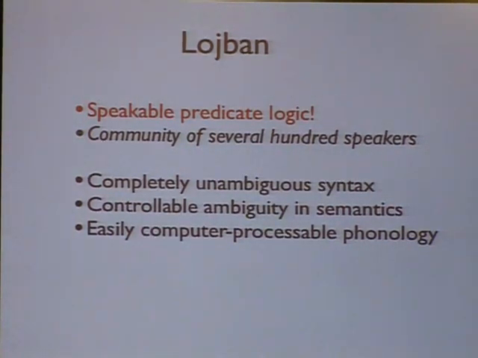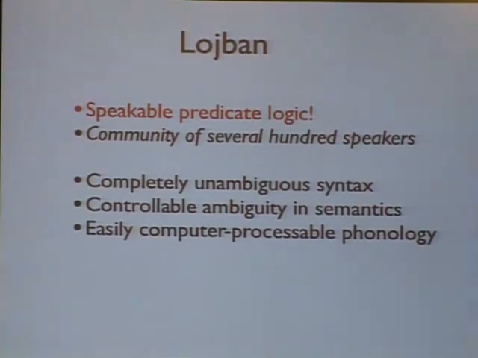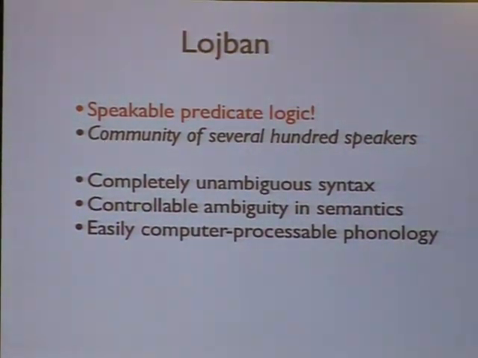You've probably heard of Esperanto, an invented language, but Esperanto is still similar to ordinary human languages. Lojban is a form of speakable logic. There are several hundred speakers, who I'd have to say are about the nerdiest group of people I've ever met, and I sort of number myself among that group, although I'm not quite fluent. It has a completely unambiguous syntax, similar to a programming language. You can make the semantics very unambiguous, but you can also be very ambiguous, in some ways more ambiguous than regular natural languages. And the phonology is worked out to make speech to text very easy.